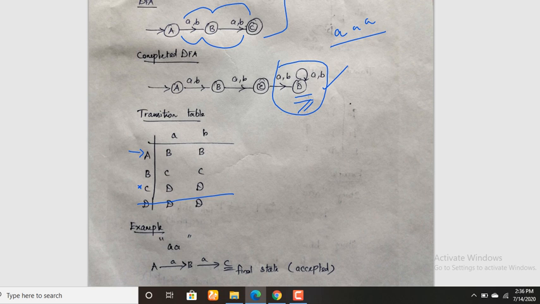That's your choice. So you have to write the transition table: A on A goes to B state. A on B goes to B state. B on A goes to C state. B on B goes to C state. For C on A, every string received from B is trapped into D. Okay, so this is your transition table.